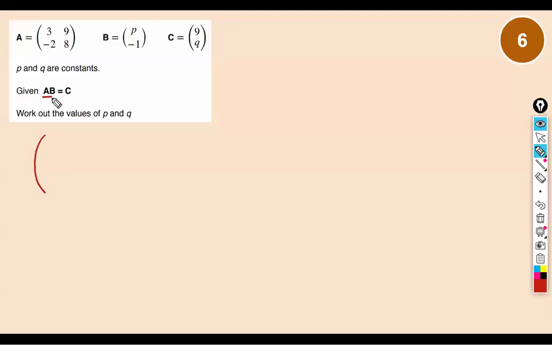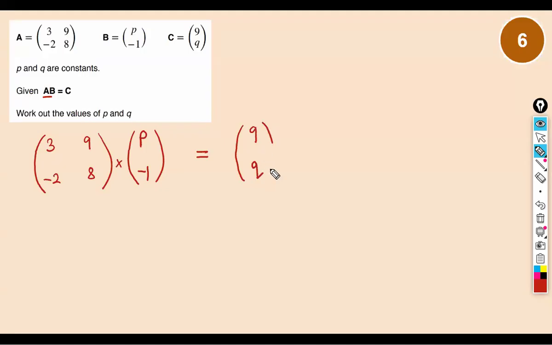So we're going to take matrix A, which is 3, 9, minus 2, 8, and multiply by point B, which is P minus 1. And we're going to put this equal to what? 9 and Q. Now, if you're not careful, 9 and a Q could look almost the same in the exam. So for the Q, put a little tail at the end here, right? So you don't mix it up with the number 9. I have seen people just mix that up because they look so similar.